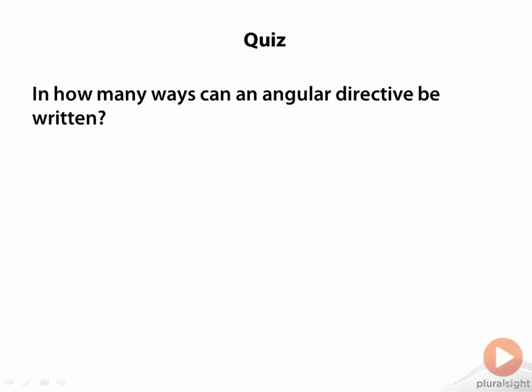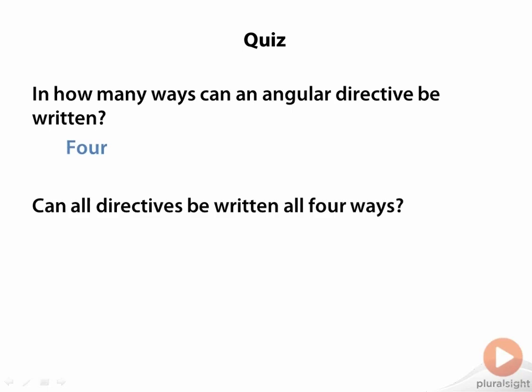Let's have a quick review. In how many ways can an Angular directive be written? Angular directives can be written a total of 4 different ways: as a tag, an attribute, a class, and as an HTML comment. Can all directives be written all 4 ways? No. You should check the Angular documentation for specifics.